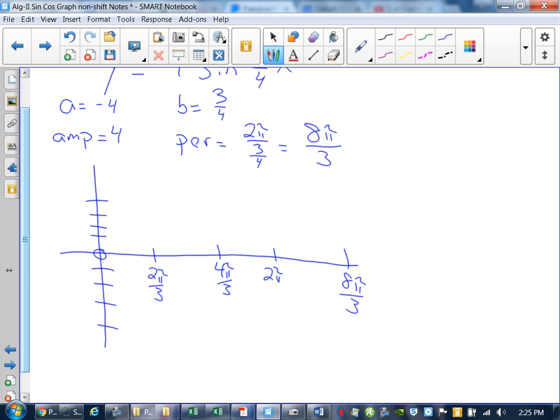Okay? Now, your A value is negative, but where does sine always start? At 0. So I start at 0, and what direction do I go then? Good. Back up. Where are we going up and down 4? Yep.